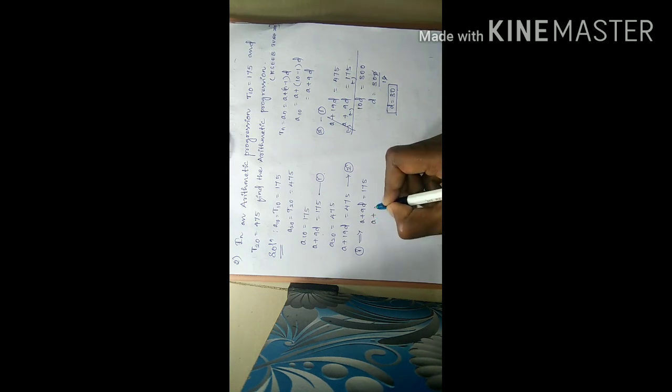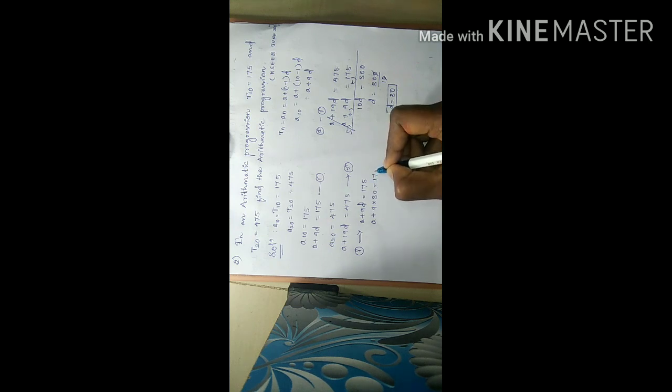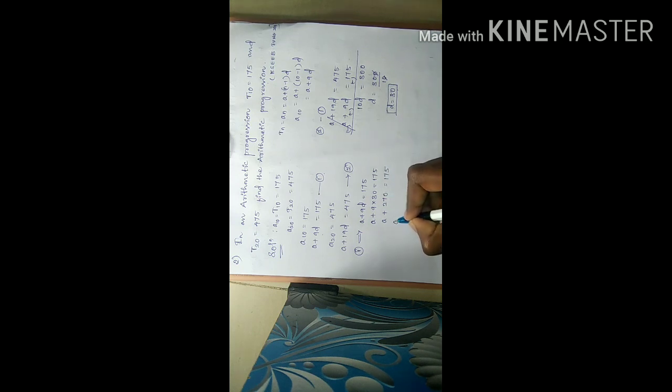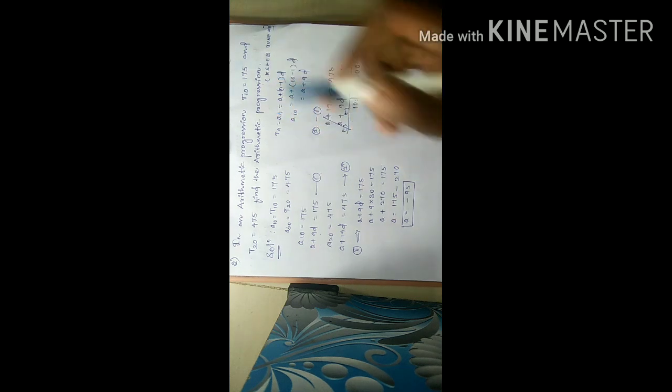So A plus 9 into D, the value of D is 30, is equal to 175. That is, A plus 9 into 30, 270, is equal to 175. So A is equal to 175 minus 270, taking the 270 to that side. So A is equal to minus 95. So now we know the A value and D value, so we can write the arithmetic progression.